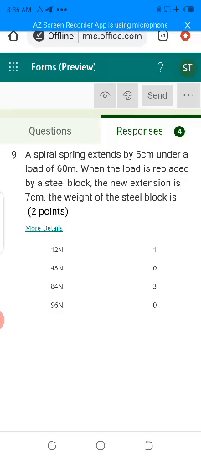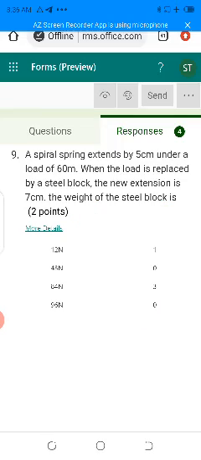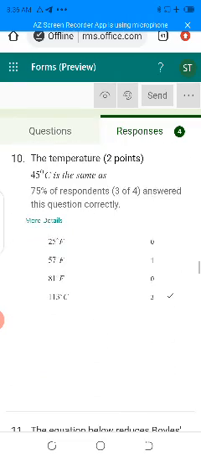And we have gotten the k, which is the force constant, because it's still the same material being used. Look at the question: a spiral spring, is it still the same spring? So the force constant of the spring, because the spring that carries that has an extension of 5 and also 7, is 12 from this. So that's why we have 12 times 7. So the weight of the steel is now 84 Newton, and that's exactly why we see the option is right.